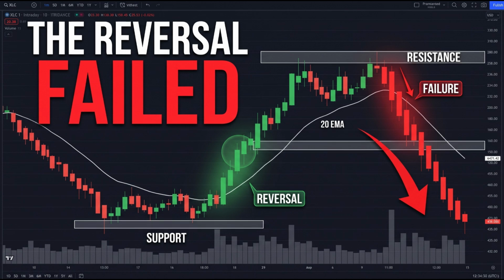Today I'm reviewing XLC, the Communication Services Select Sector SPDR ETF. This chart was captured on July 7, 2026. On the left, I'm looking at the weekly chart for the larger picture, and on the right, I'm using the 4-hour chart to study the shorter-term setup. What makes this example interesting is that XLC was showing several signs of a possible bullish recovery. But when we move to the second image, we'll see what happened when that recovery failed to hold.